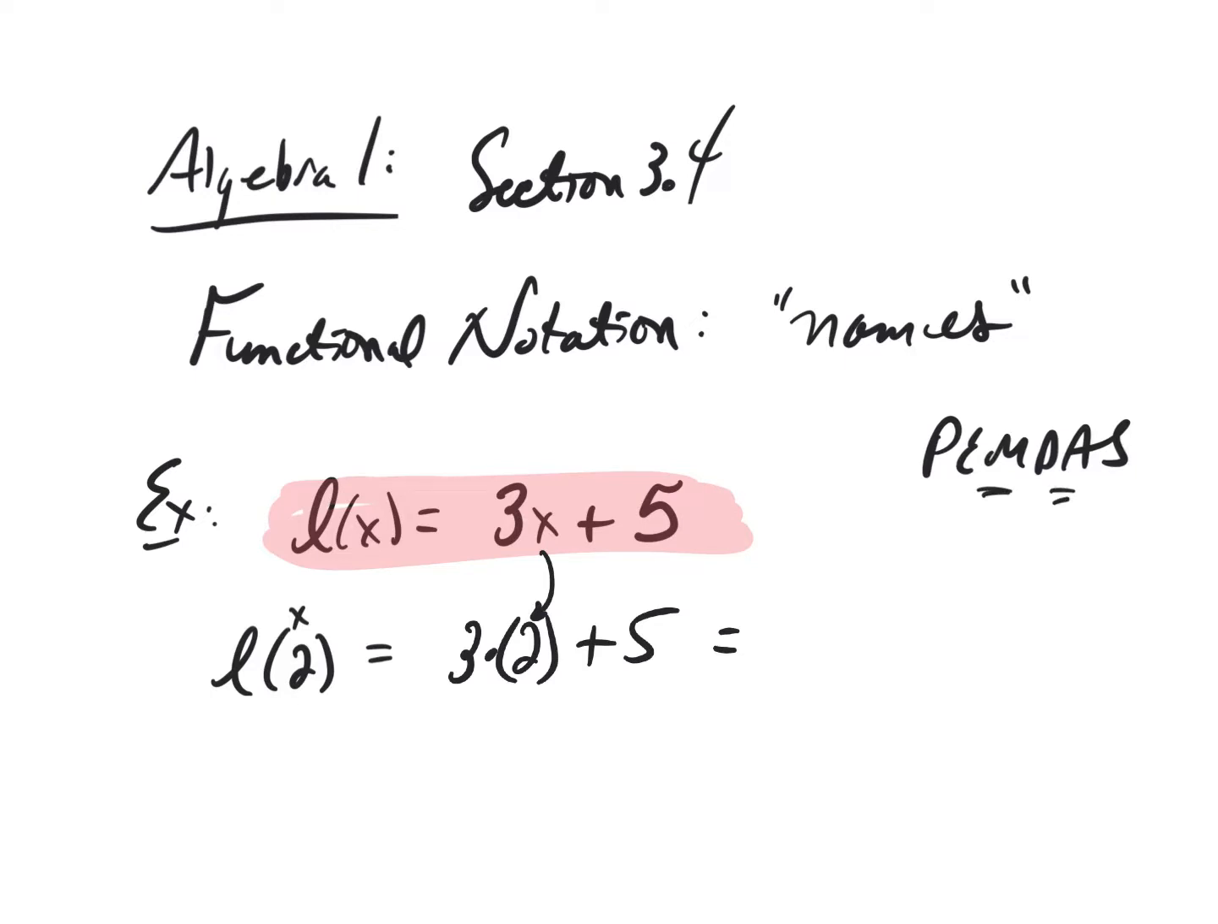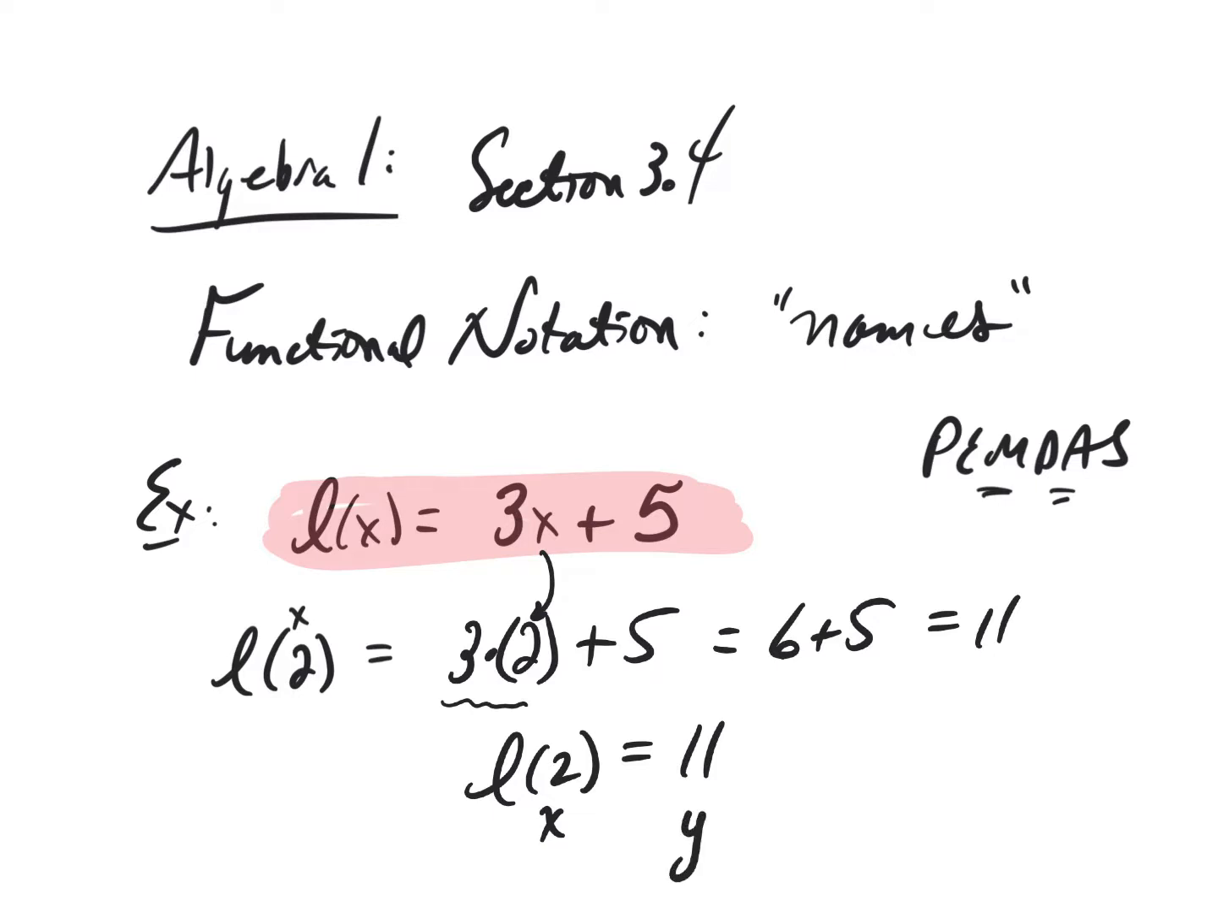We always multiply before we add. So here we have to do the multiplication. 3 times 2 is 6. Then do the addition. 6 plus 5 is 11. So if I write down what I started with, L of 2, and I write down what we get as a result, 11. Just want to remind everybody that the number that goes in is x, the number that comes out is a y. So this is just equivalent to the ordered pair 2 comma 11.